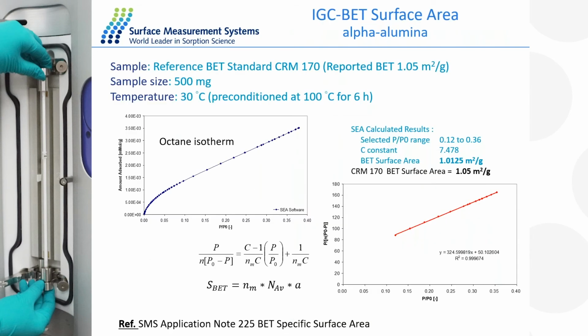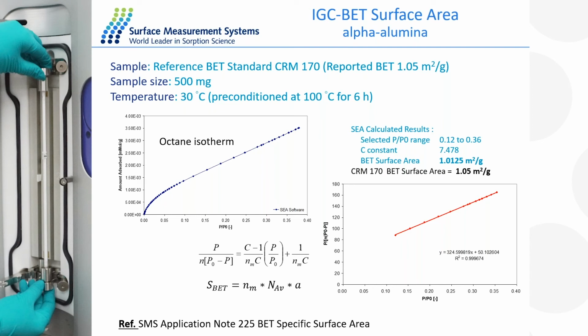IGC has really good accuracy as well. Here's an example with the reference BET standard, the CRM170 sample. We did the octane sorption at 30 degrees, and here is the sorption isotherm, and this is the converted BET line. The reported value for this CRM 170 sample is about 1.01 square meter per gram, and the value measured with the IGC method is about 1.05 square meter per gram, showing good agreement with the literature as well.